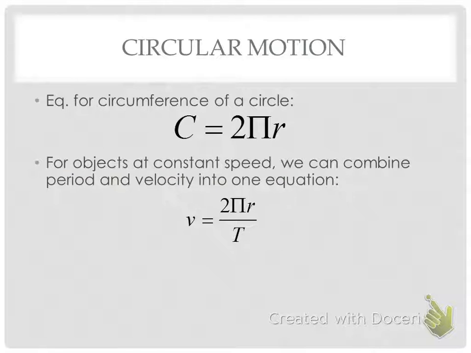So, if I take the distance it travels over the time it takes to travel that one circle, what does distance over time equal? Velocity. So for objects at constant speed, we can combine period, distance, and velocity into one equation. This is one that you would probably want on your equation sheet. Velocity equals 2 pi r over t.